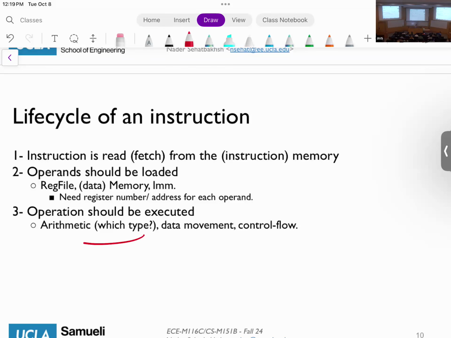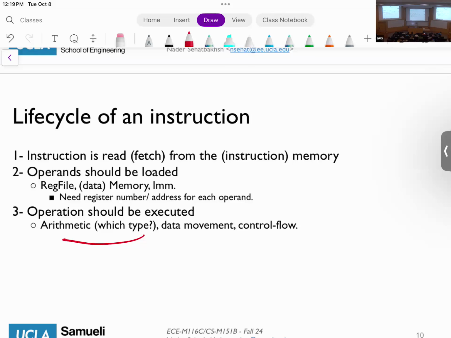For arithmetic, we need to know which type of arithmetic it was. Was it a sub or an add or ORI, and so on and so forth. And remember, we had the opcode, and we had the func3 and func7 to decide that, right? For the data movement, again, we might have a load or store. Each load or store also had different types, like you had store byte, or store half word, or store word. For load, you had also signed and unsigned word. So we need to also define that.